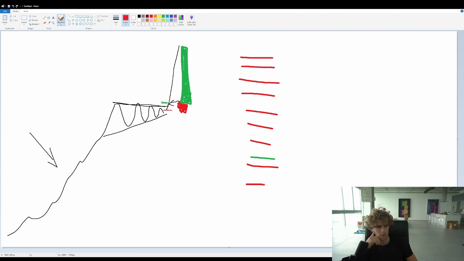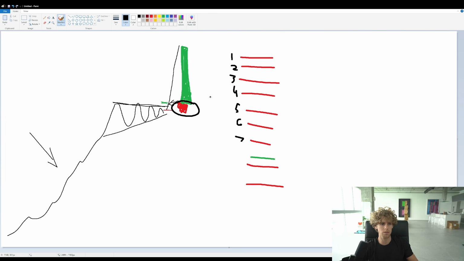We're going to say that these are winning trades, right? So the green is a winning trade. The red are losing trades. So let's say I lose here, right? I lose 1%, or 1, 2, 3, 4, 5, 6, 7. I lose 7 trades in a row. I have 7 losing trades with a little bit of risk, right? So maybe I lose 1% per trade.